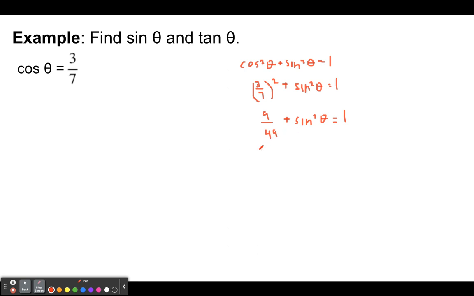And then I'm going to go ahead and subtract 9 over 49 from both sides. And because my denominator is 49, I'm just going to rewrite the 1 as 49 over 49.